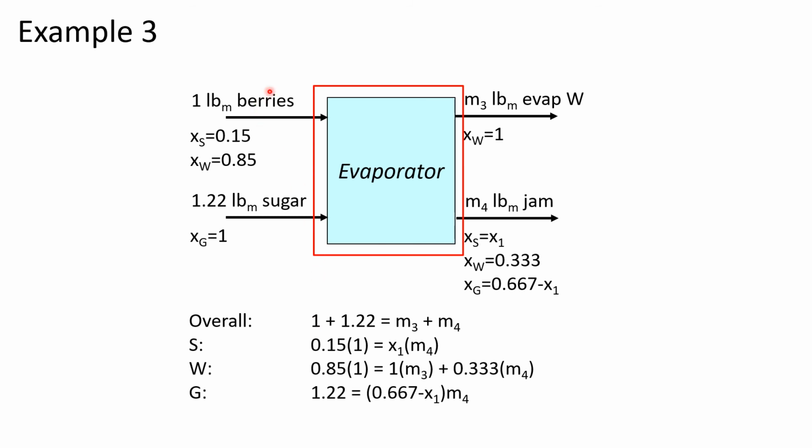Let's work our way around clockwise. As we come around, we encounter the first output from the process, which is the water that's evaporated. Its total amount is given by the variable M3.